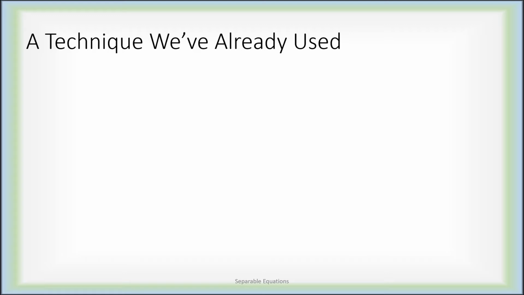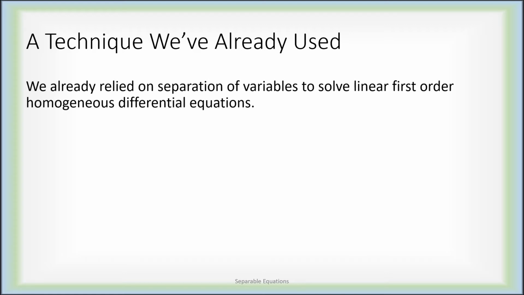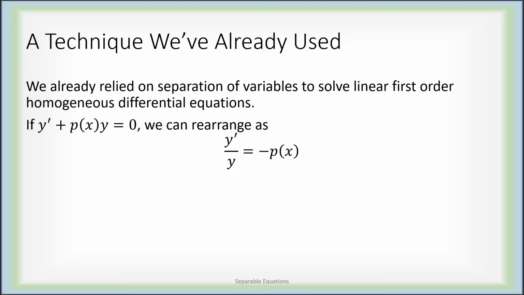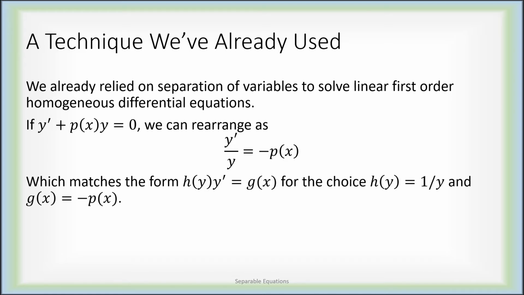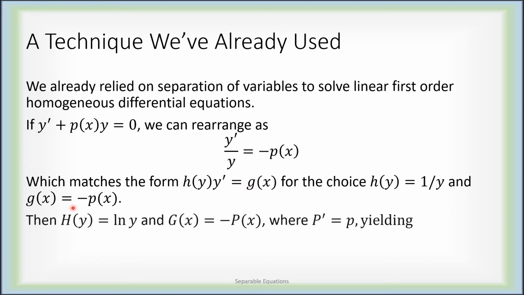Now this is actually a technique we've already used before. Specifically, we used separation of variables to solve linear first-order homogeneous differential equations. Those are things of the form y prime plus p of x times y equals 0, which we rearranged as y prime over y equals minus p of x. Now on the left, we have 1 over y times y prime. Okay, so this left side can be written as 1 over y times y prime. So we'll let h of y be 1 over y. And on the right, we have minus p of x. So there's our function g of x.